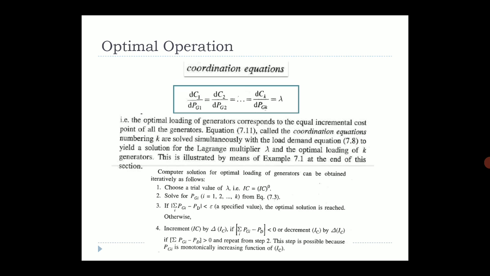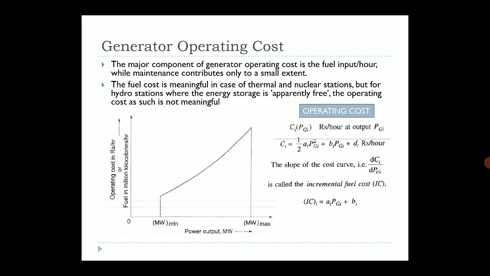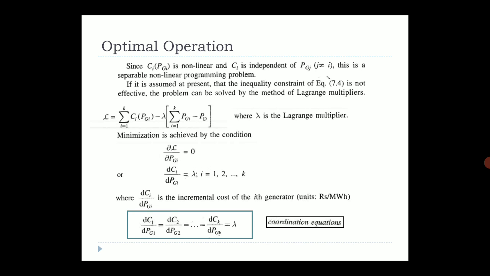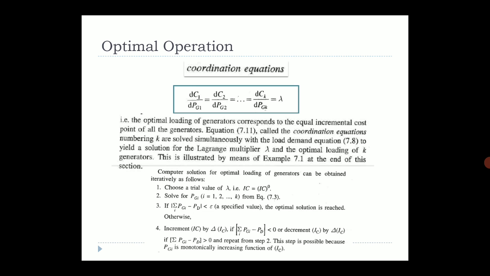Now from the IC we solve for the power generation. If those are the IC values, then at what power will we get those IC values? We get that from the graph itself. I'll show the graph. This graph is only the C versus power. We can also plot IC versus power. So at this IC, this would be the value of lambda, and we calculate the power.